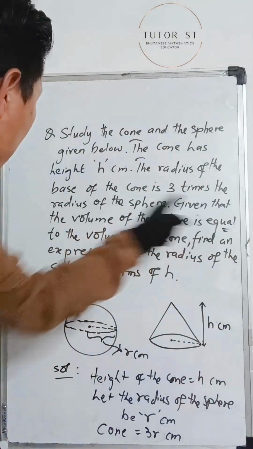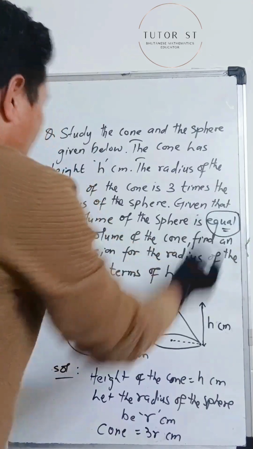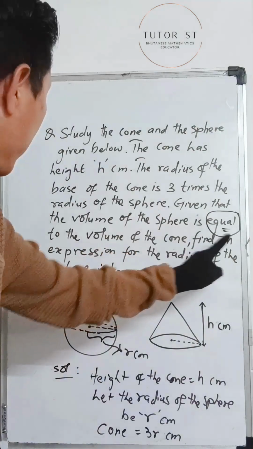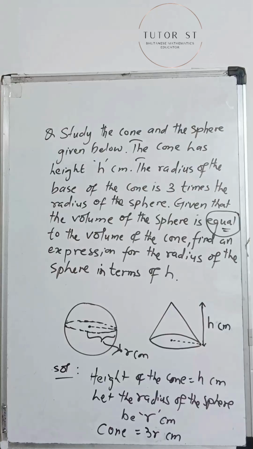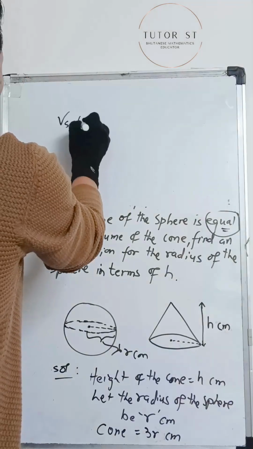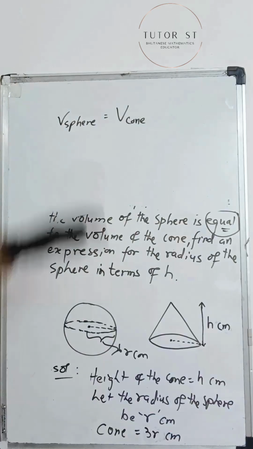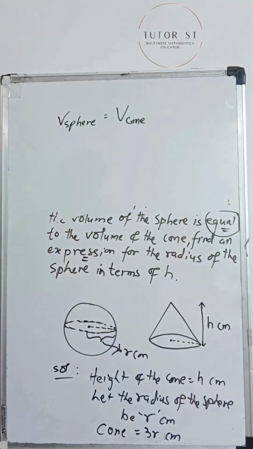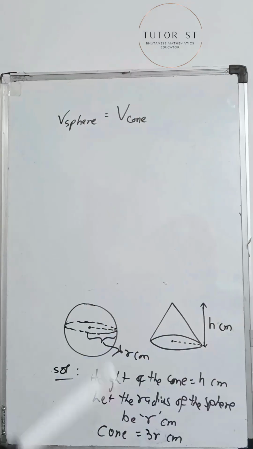Now the fourth information we have is given that the volume of the sphere is equal. Equal, this is our keyword, equal to the volume of the cone. You are asked to find an expression for the radius of the sphere in terms of h, which is very important. This information is very important. So volume of sphere is equal to volume of the cone. We need to use this information to determine the required expression for the radius of sphere in terms of h.